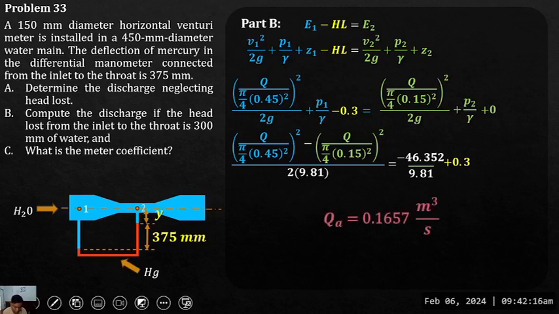Okay, so yung Q natin is 0.1657 cubic meter per second. So, ito na po yung sagot. Okay? Yung kanina, yung sa pitot tube, yan lang din yung gagawin mo. Magdadagdag ka lang ng minus head loss. Tapos yung V1 mo lang, magiging 0, di ba? Ganun sa Pitot tube.